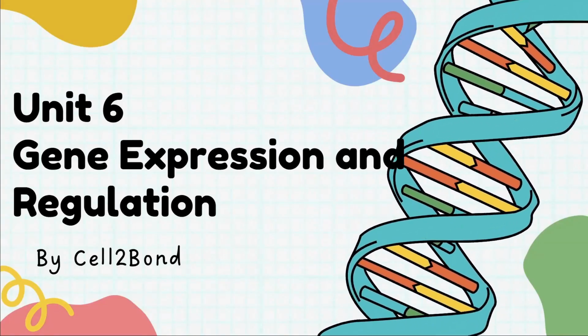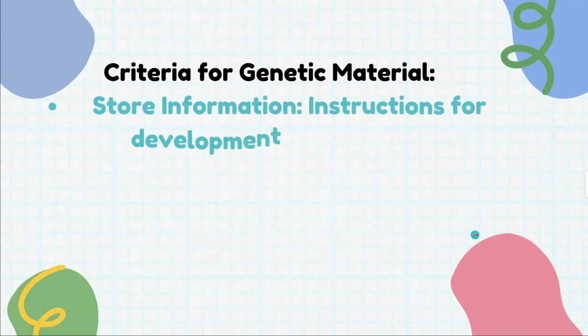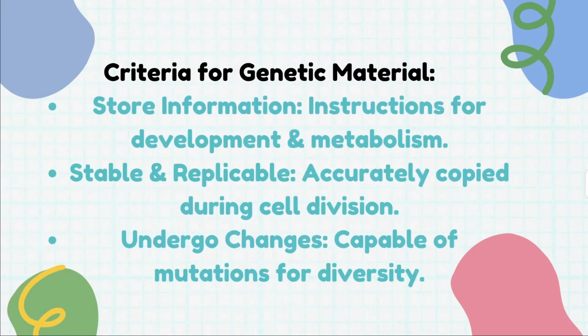Today we're going to be talking about Unit 6, Gene Expression and Regulation. So here's the criteria for genetic material. Store information, instructions for development and metabolism, stable and replicable. They need to be accurately copied during cell division and undergo changes. They need to be capable of mutations for diversity.